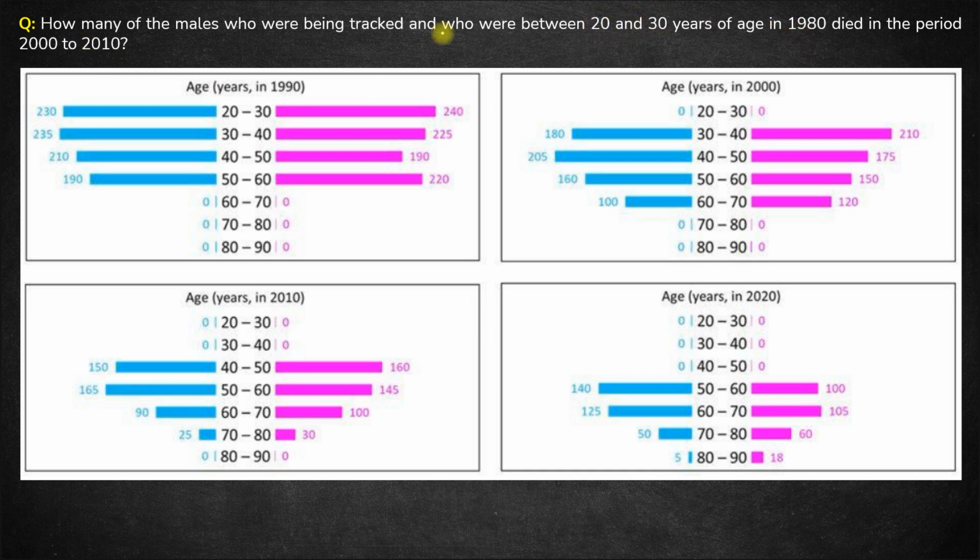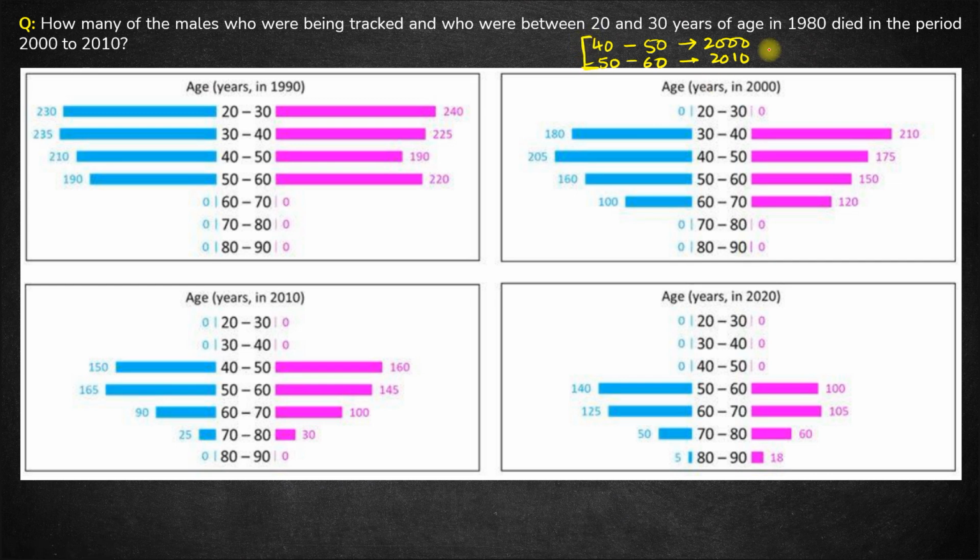Okay, so let's first do one thing. From 1980, let's go to 2000. So from 1980 to 2000 is effectively 20 years. So whoever was of this age bracket in 1980, add 20 years, would be in the age bracket of 40 to 50 in 2000. And in 2010, they would be in the age bracket of 50 to 60, right? So we are basically focused on this age bracket in 2000 and 2010 and how many people died among these people.